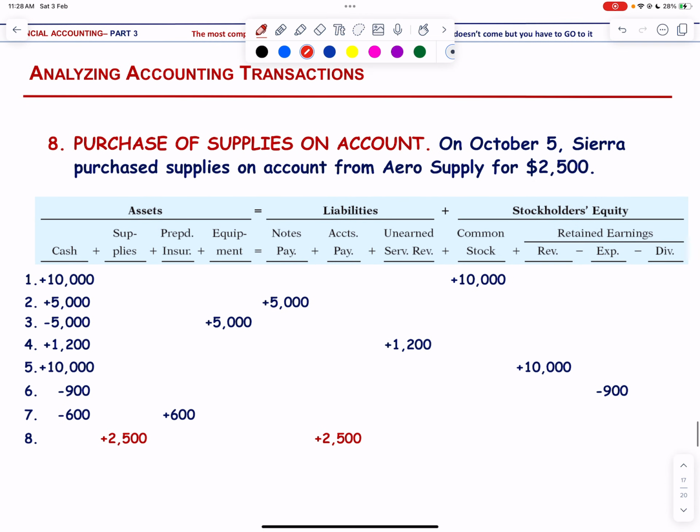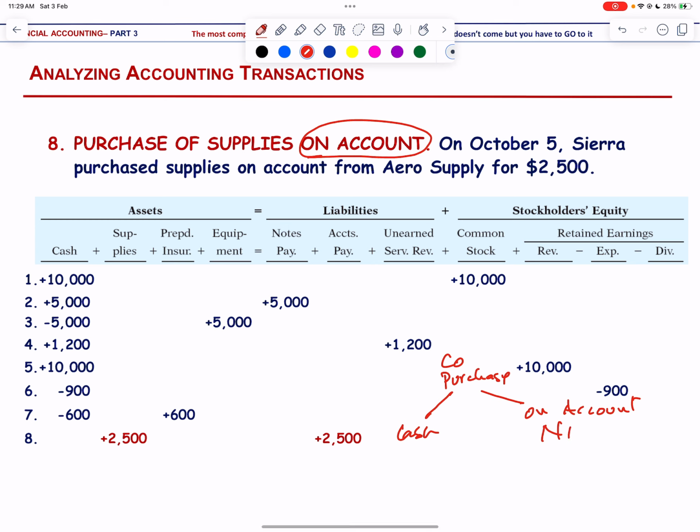Then the purchase of supplies on account. When we say on account, it means not for cash. So the company can purchase for cash, or they can purchase on account. When we say on account, it means not for cash.